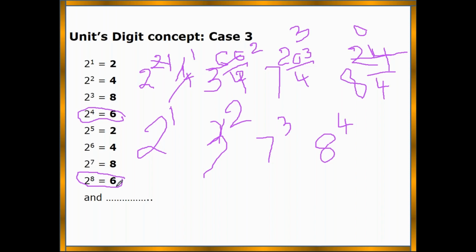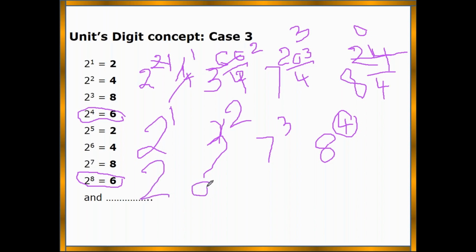2 power 16, 2 power 4 into 4, 6. So whenever the remainder is 0, it means the power should be a multiple of 4. 4 into 6, right? That is the reason whenever the remainder is 0, the whole power becomes 4. What is the value of 2 power 1? We know already, 2. Good.